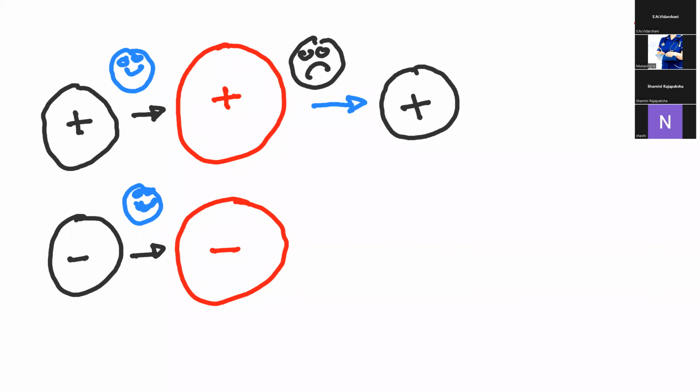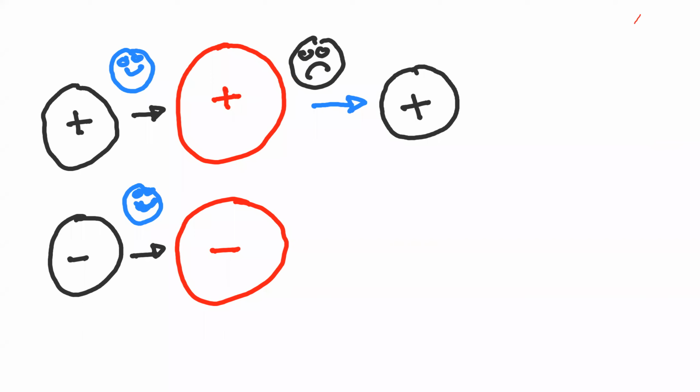A similar thing happens here. From this negative electrode, the magnet force is going away from this electrode. Then the needle fluctuation will be what? Negative.